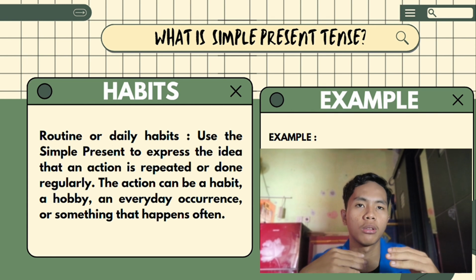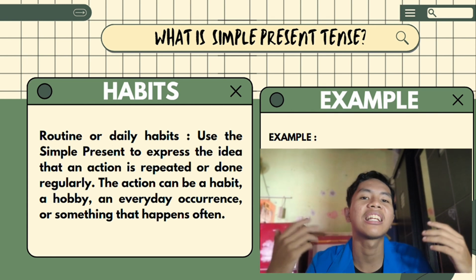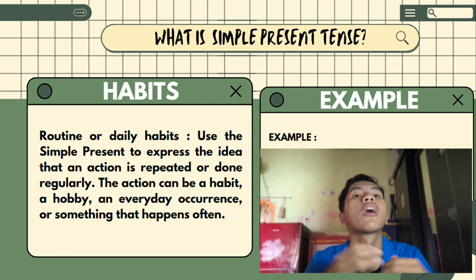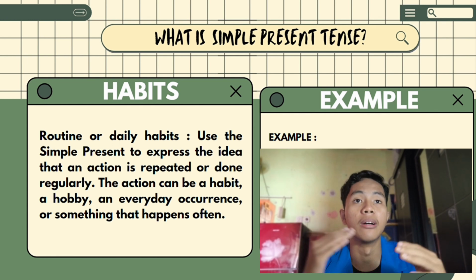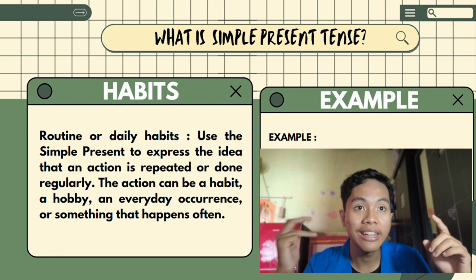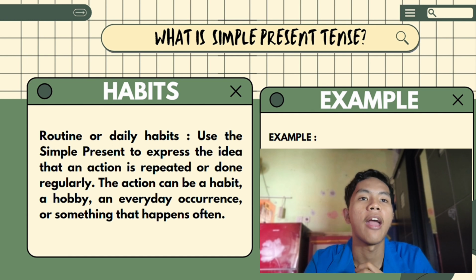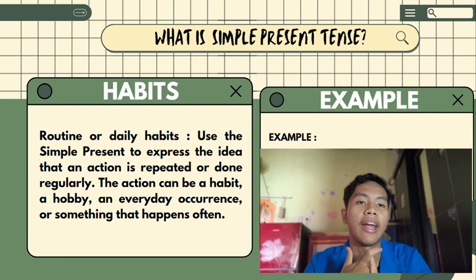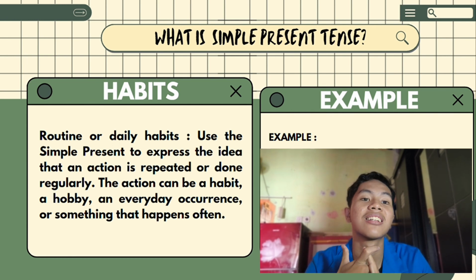Jadi ini bisa menyatakan sebuah kebiasaan, sebuah hobi, atau kegiatan kita sehari-hari, atau sesuatu yang memang biasanya sering kita lakukan. Nah, contohnya, or examples of habits in the simple present tense: I play soccer. The school opens every morning at 7 a.m. He always forgets his bag. And every 12 months, the earth circles the sun.